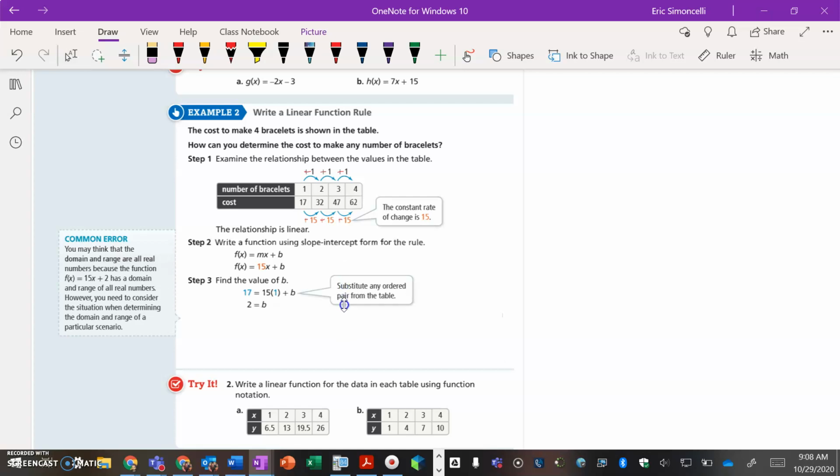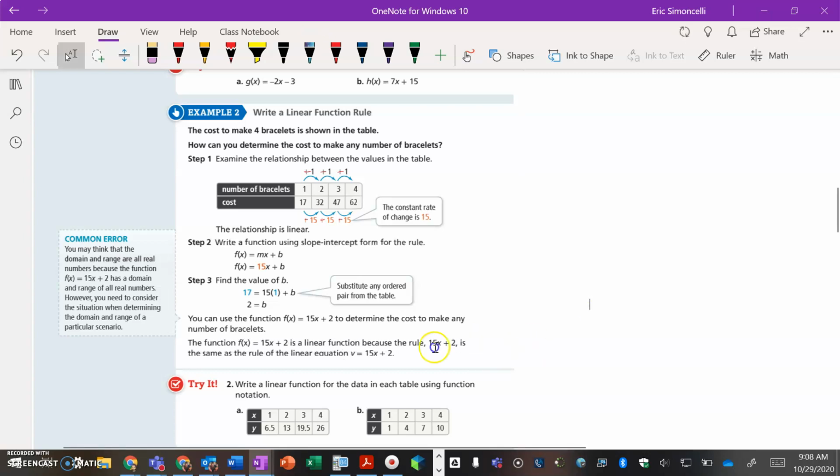We've done this before. When you know the slope, and you know a point, you can pick a point, let's say 1, 17, which they've done here for you. x is 1 when y is 17. And you can solve for b. 15 times 1. Subtract 15 from both sides. 17 minus 15, of course, is 2. So your answer for b is just 2. You can use the function f of x equals 15x plus 2, and again, you can argue that's the same as y equals 15x plus 2, to determine the cost to make any number of bracelets.